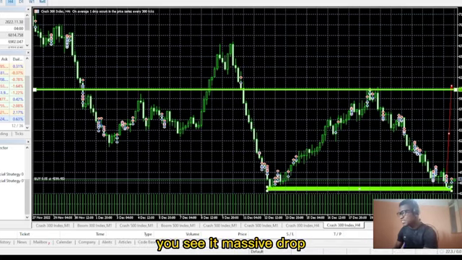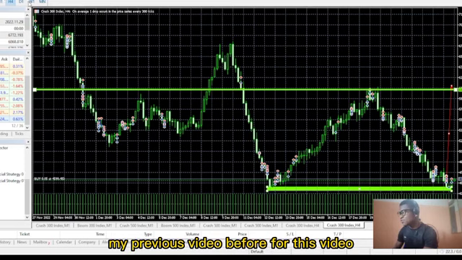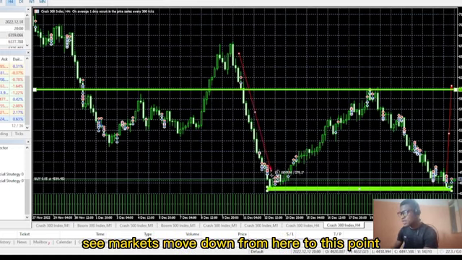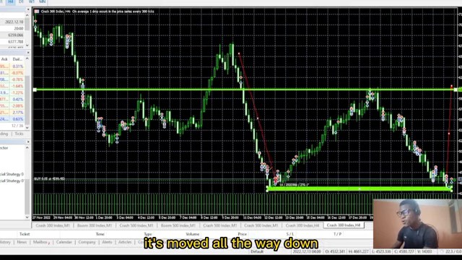From this, you see a massive drop. Let me bring an arrow again. I tried to use my TradingView for this video, but the TradingView I had is having issues, so I just want to use my normal MT5. You see the market move down from here to this point. It moved all the way down, breaking every structure.